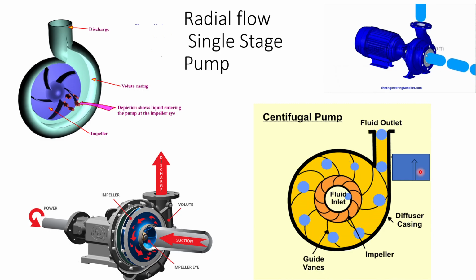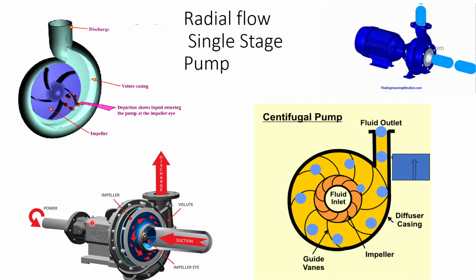Here, on the left-hand side, we can see the internal of a pump. It is a single-stage volute casing pump. This is the volute of the casing. This is the impeller. These are impeller vanes. When this impeller rotates, it creates a velocity, and as the fluid goes towards the outlet or discharge side, the area increases. As a result, the velocity is converted into head or pressure.